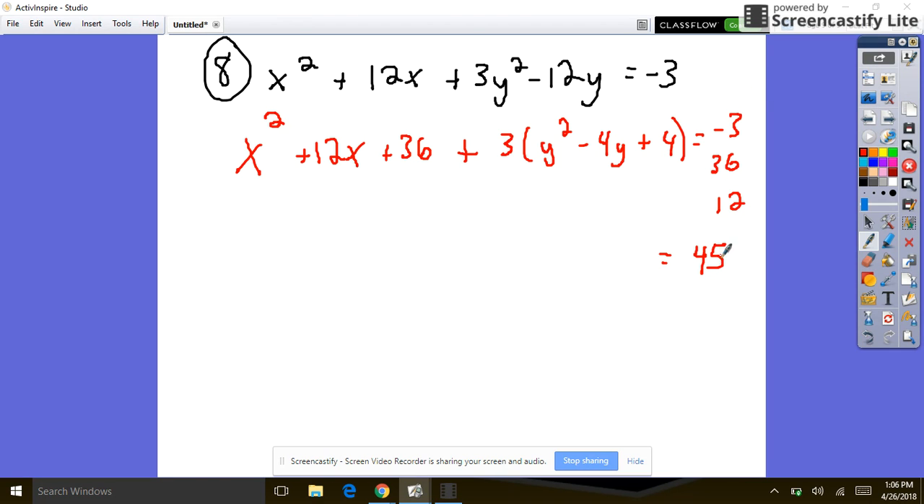Is that wrong? 36 plus 12 is, I think I added these first and got 33. 36, we added it to the negative 3. Negative 3 plus 36 plus 12.